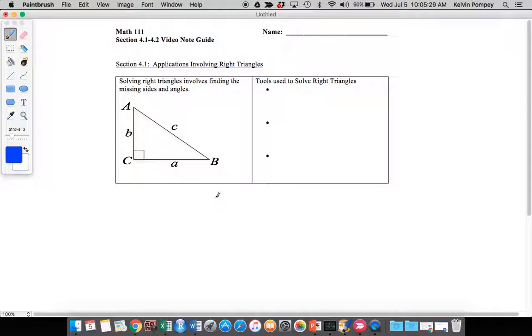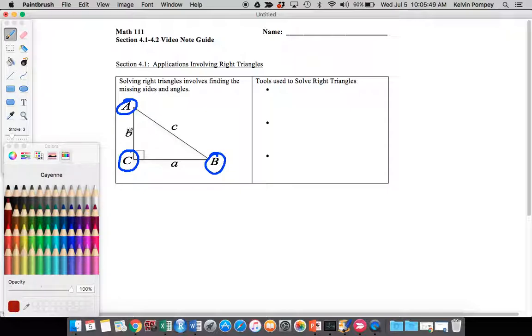First thing I want to do is get us together with this notation. Right triangles all have one right angle. So as you can see, I have my square here notating my right triangle. And we usually notate angles using a capital letter and side lengths using a lowercase letter. And notice how I have these sides and angles labeled.